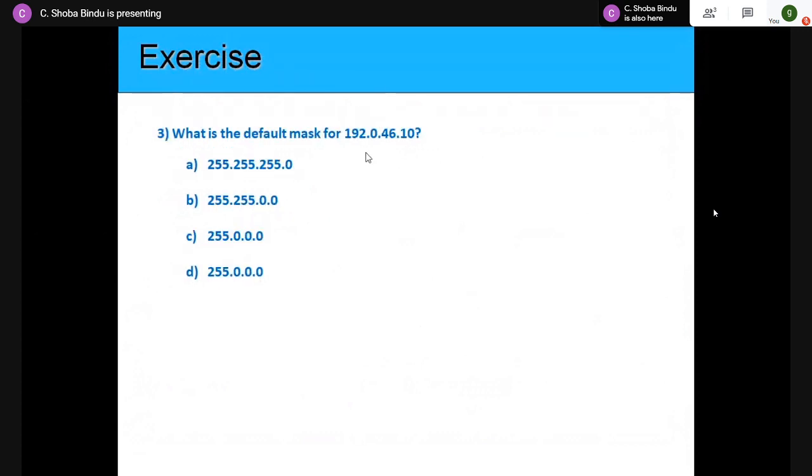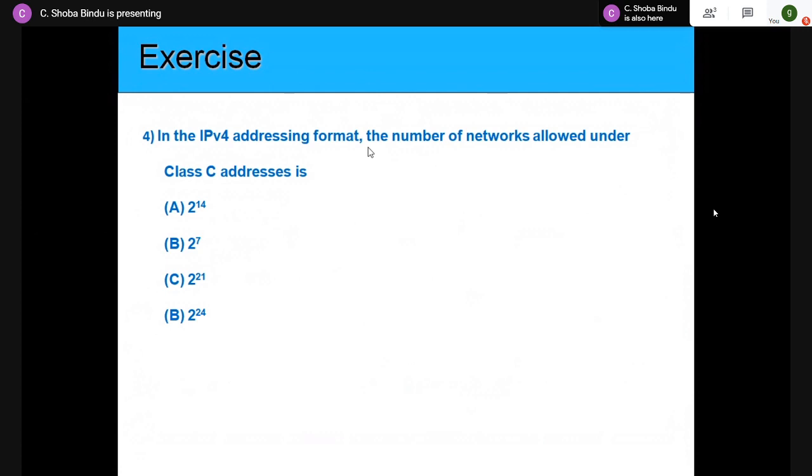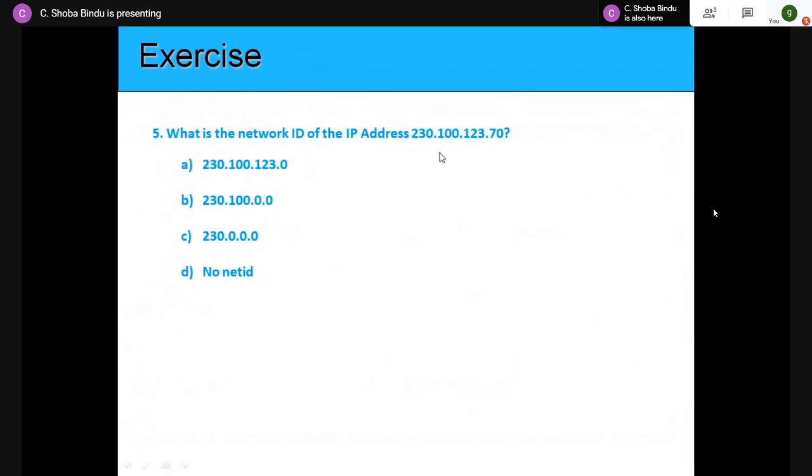So what is this? This one. Not this. Next. 230.100.100, what is the network ID? So this belongs to class D. In class D, there are no networks and hosts. Only multicast addresses are there, only the groups that you are going to specify, and hence it does not have any network ID.